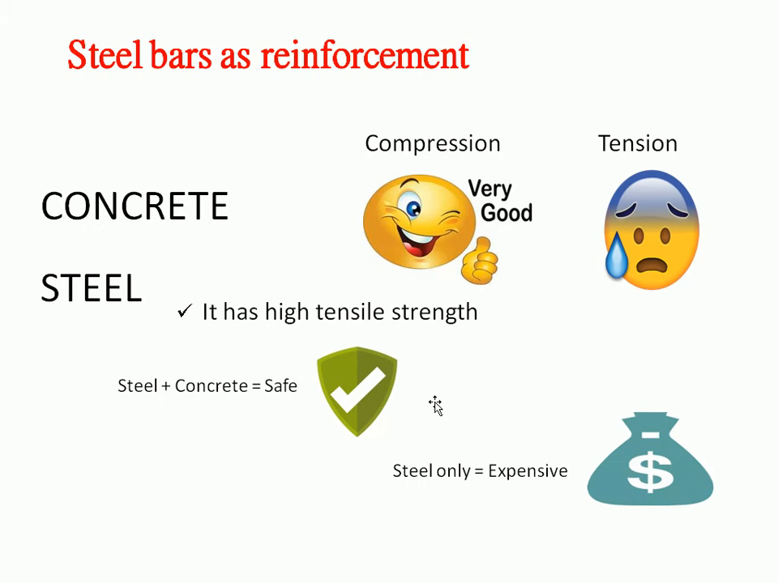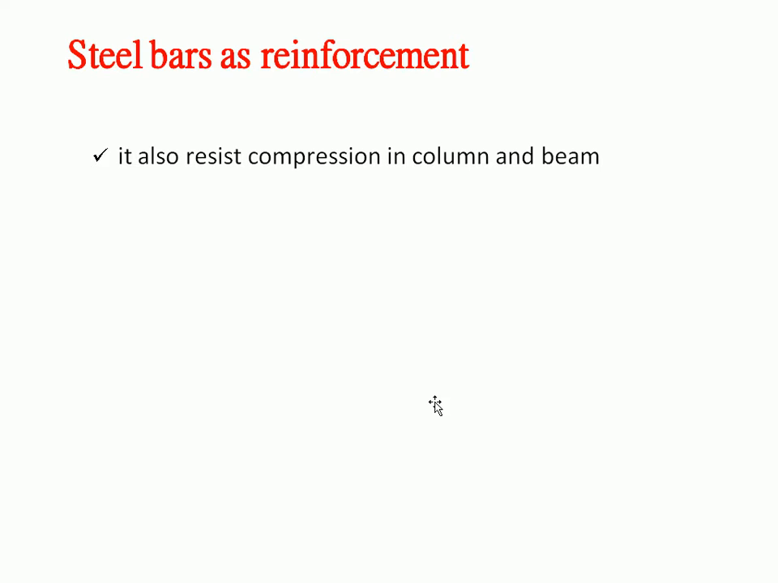When we use only steel, it becomes expensive. When we use only concrete, the material becomes brittle because concrete cannot take any tension. The next thing is that steel also resists compression in columns and beams.